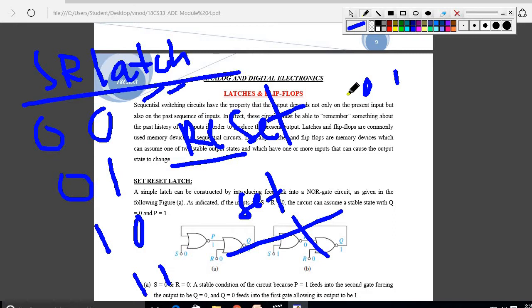Okay, so this you should remember. 0 0 means previous value, right? 0 1 means reset value, means 0. 1 0 means set. 1 1 means don't care terms. So this is the truth table of that.